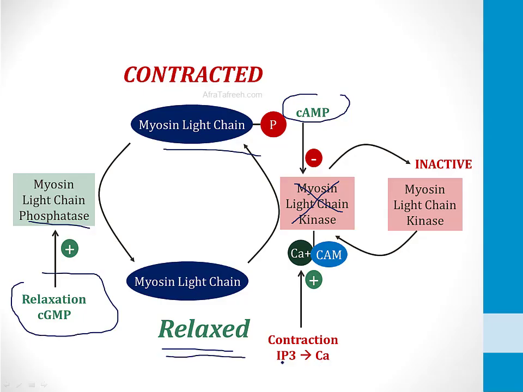IP3 is the only second messenger that leads to contraction. It triggers calcium release from the sarcoplasmic reticulum. And as we talked about earlier, anytime there's more calcium around, there'll be more calcium and calmodulin to interact with myosin light chain kinase, and that will lead to more phosphorylation of myosin light chain.